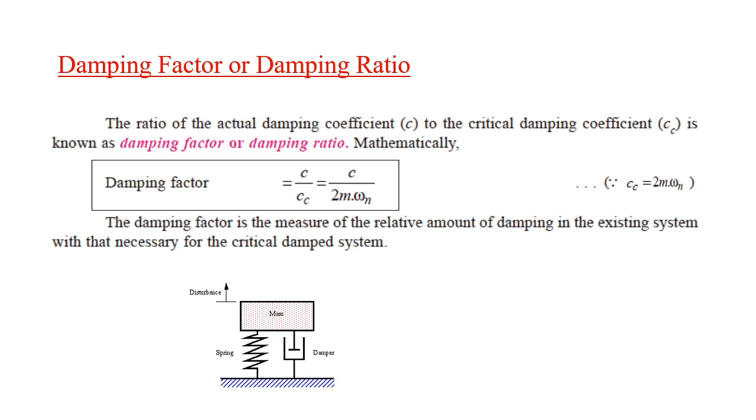Now, the damping factor is a measure of the relative amount of damping in the existing system compared with that necessary for the critically damped system. That is the significance of damping factor. So remember this formula, as we have to solve some problems based on it also. Damping factor is equal to C divided by Cc.